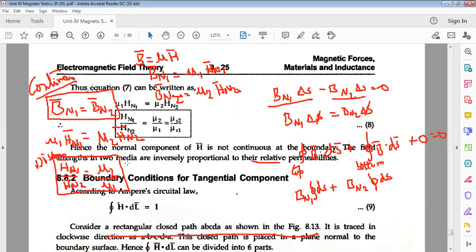The field strengths in the two media are inversely proportional to their relative permeabilities. See, H1 is proportional to 1 by mu1 and H2 is proportional to 1 by mu2. So it is not continuous, it is discontinuous. Got it, my students? Similarly, Dn1 is equal to Dn2 in electrostatics, and En1 by En2 is equal to epsilon2 by epsilon1.